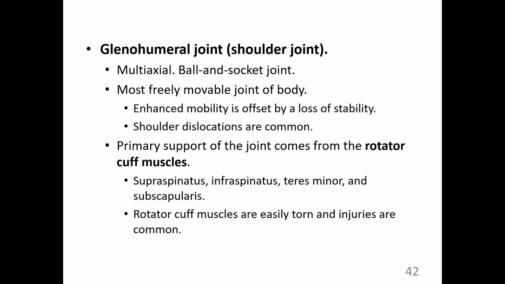Primary support of the shoulder joint comes from the rotator cuff muscles. These include the supraspinatus, infraspinatus, teres minor, and subscapularis. I'll show you them in the next couple of slides and explain their names. Rotator cuff muscles are easily torn, and injuries are very common.